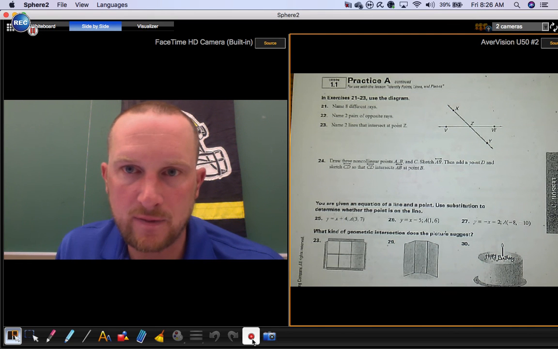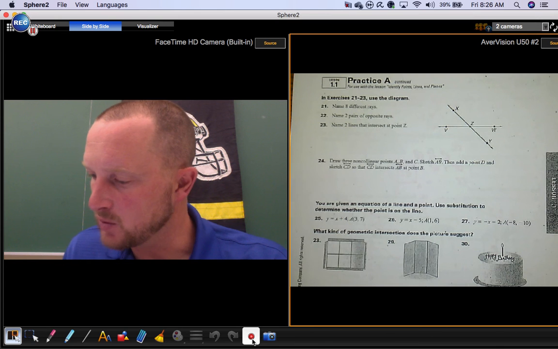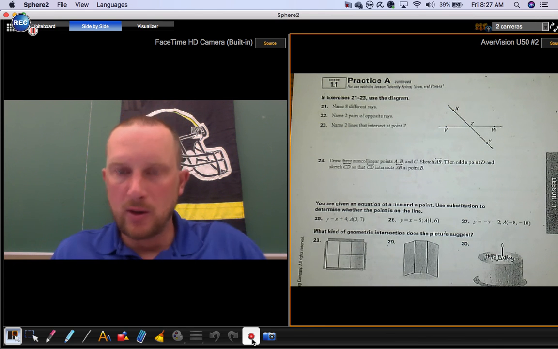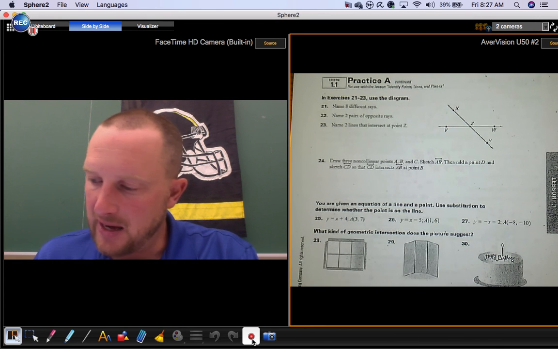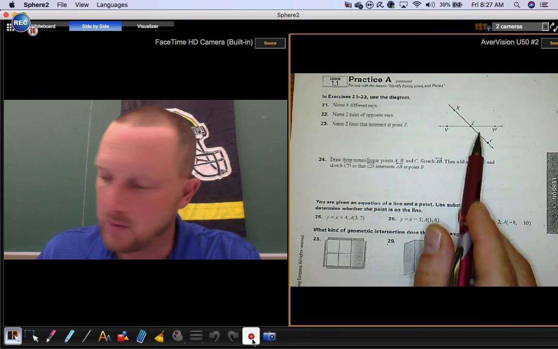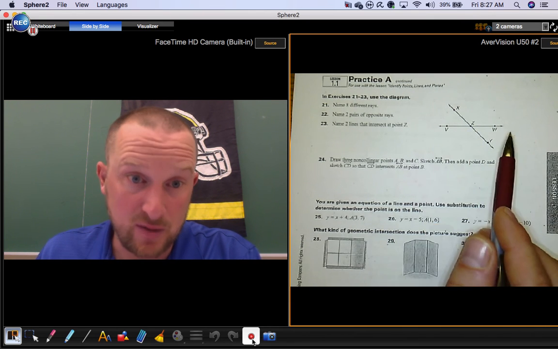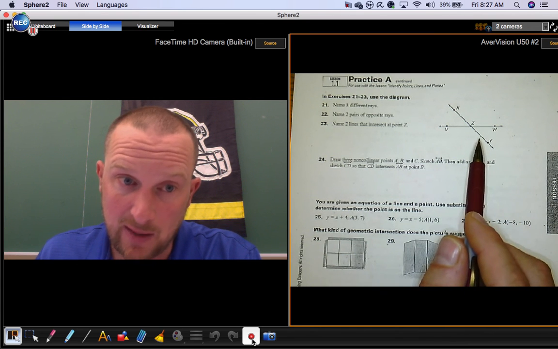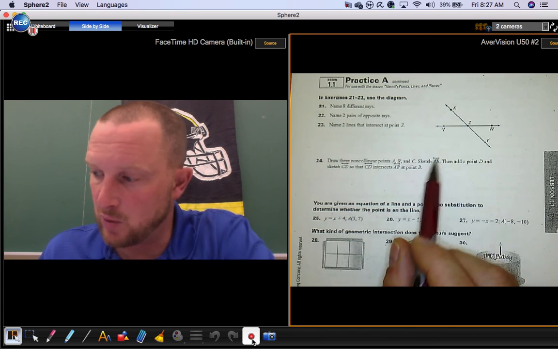Back of your worksheet, practice A 1.1. We're probably going to do problems 21 through 24. Number 21 says name 8 different rays. So we're going to use this diagram, and you can name a bunch of rays. 8 might seem like a lot, but I think we can do much more than just 8.